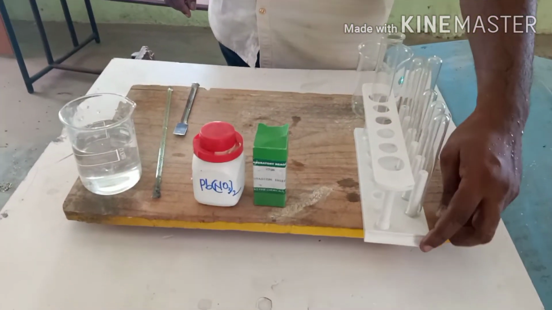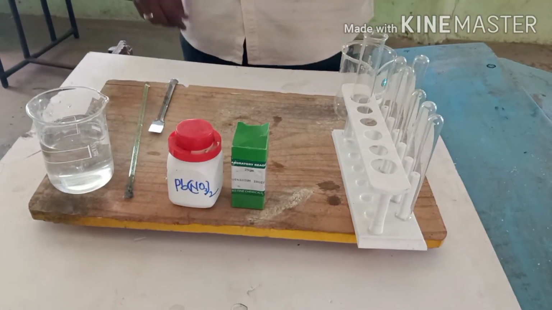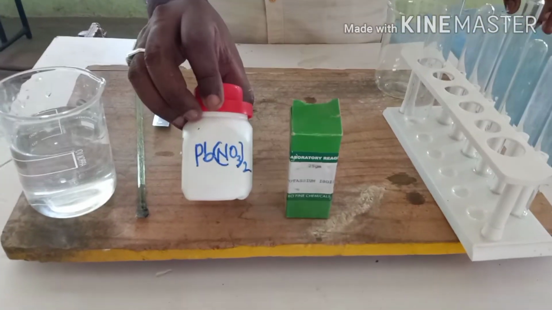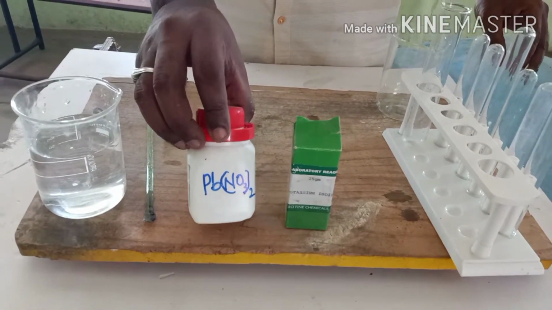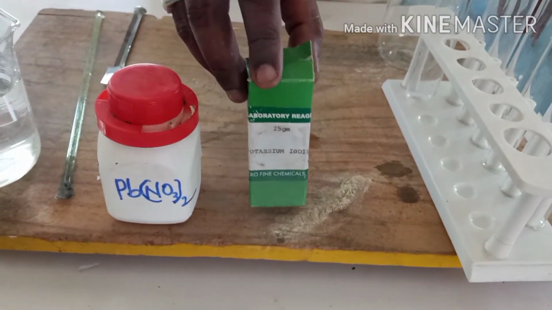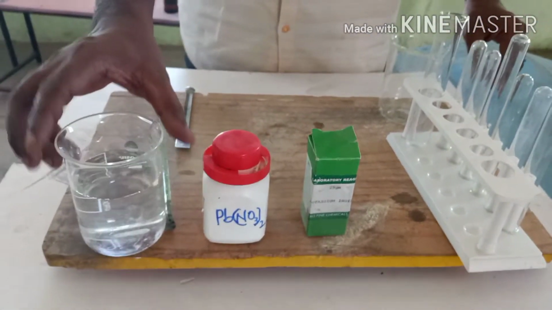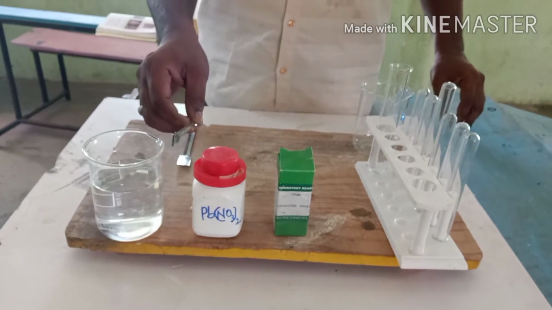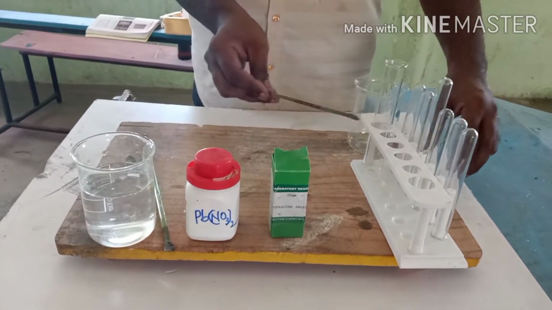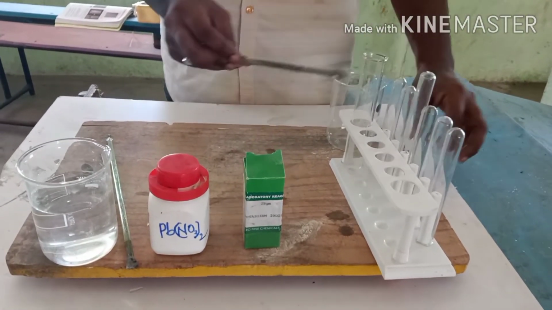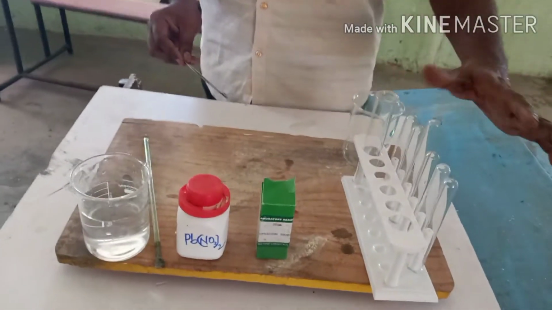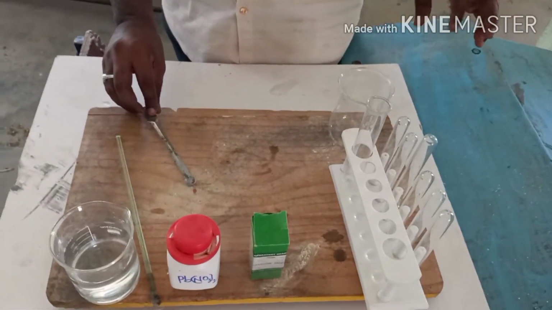Students, let us perform one of the activities by using lead nitrate, Pb(NO3)2, potassium iodide, water, glass stirrer, spatula, test tube holders, test tube stand and a boiling tube with some different test tubes.